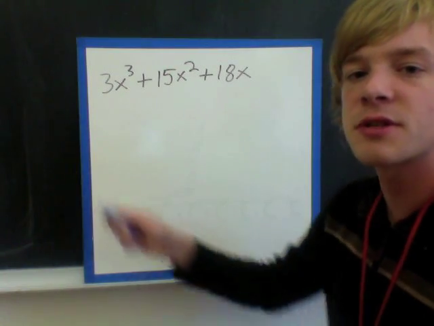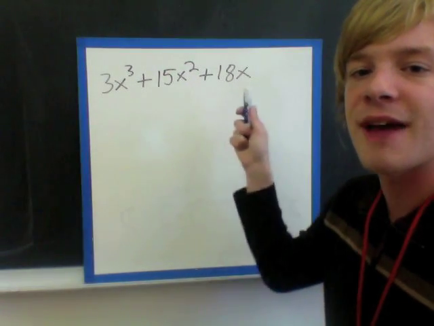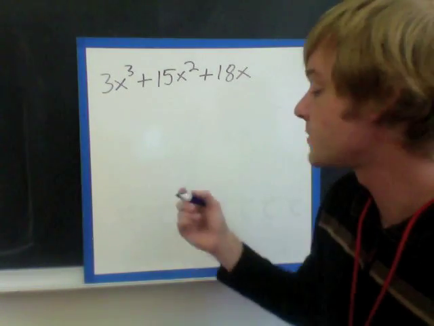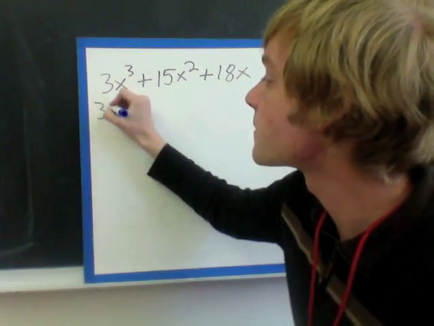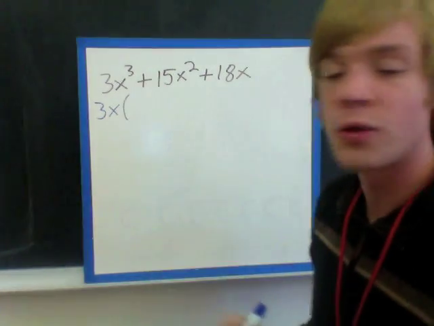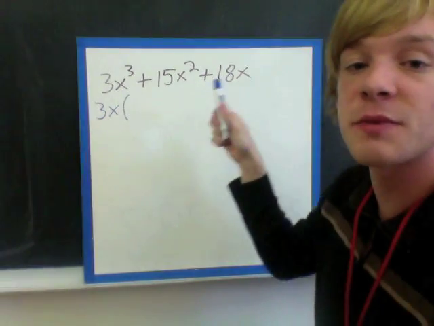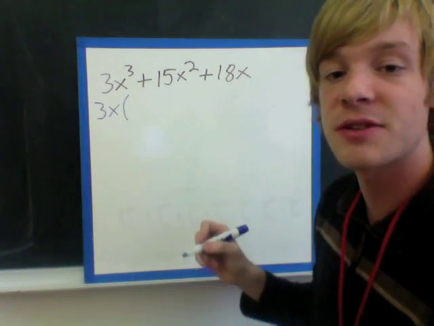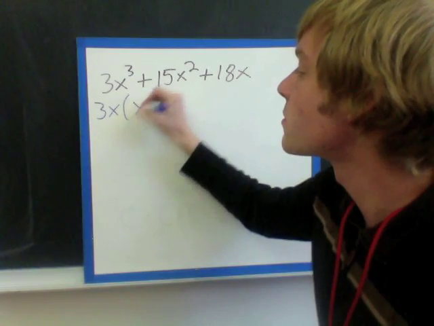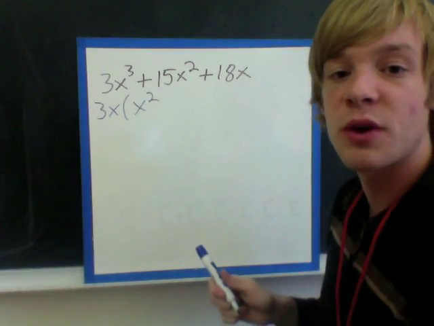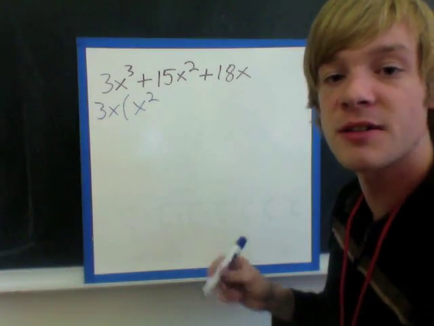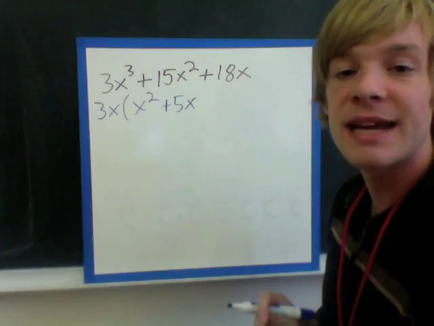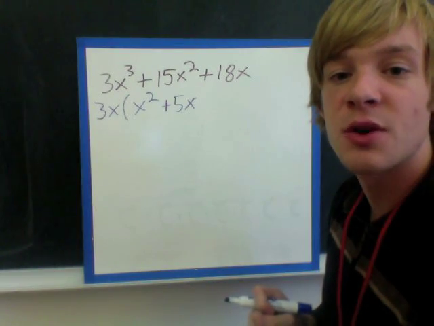But you should also notice that all three of our terms have an x, which means we can factor out a 3x at the start. We open up our parentheses and we divide each of these terms by 3x. 3x to the third divided by 3x will give us just x squared. 15x squared divided by 3x will give us 5x. And 18x divided by 3x will give us 6.